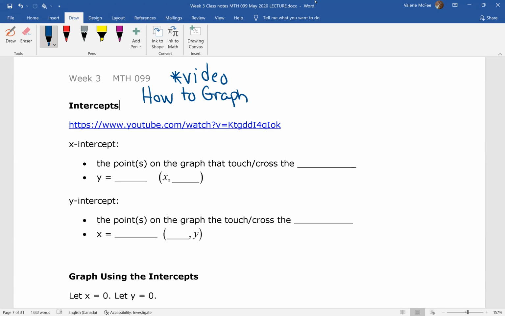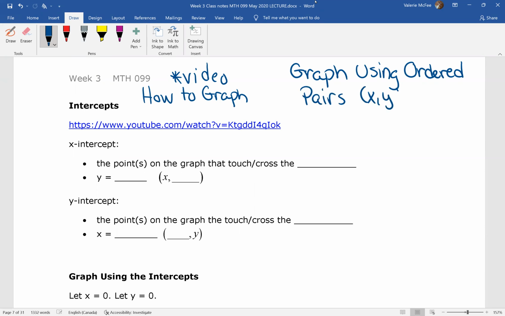Now, in the last lecture, we were graphing using ordered pairs. And I said that you could use any value for X or Y, and then find the missing coordinate. Today, we want to be a little bit more specific. We want to look at graphing using the intercepts.